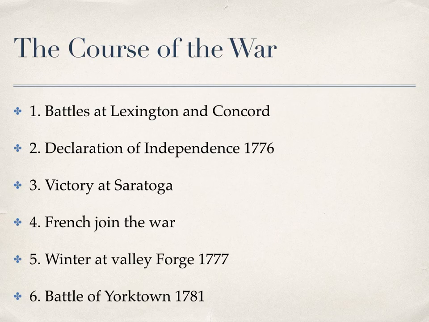Now, we're just very briefly going to look at the course of the Revolutionary War. So it begins with the battles at Lexington and Concord in 1775, kind of skirmishes between the Americans and the British soldiers. In 1776, the 4th of July, as everyone knows, American Independence Day, they declared their independence with the Declaration of Independence. 1777 saw them win this big battle at Saratoga, and it was a real turning point in the war, because up until then no one really believed they could beat the British.